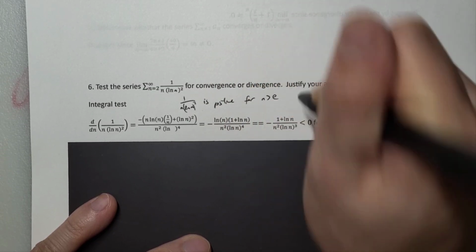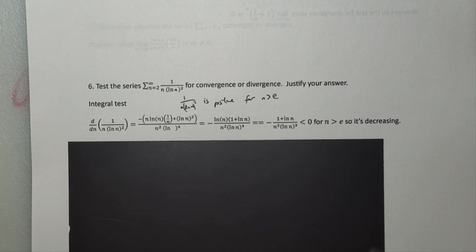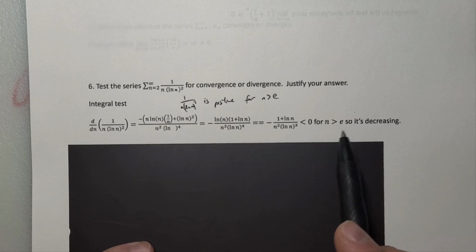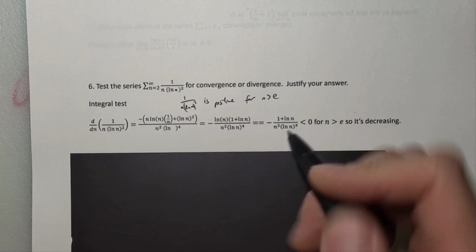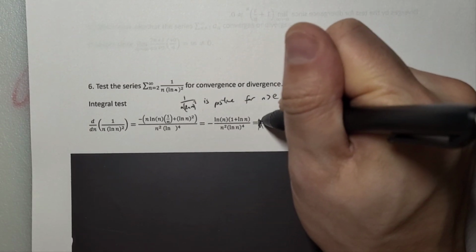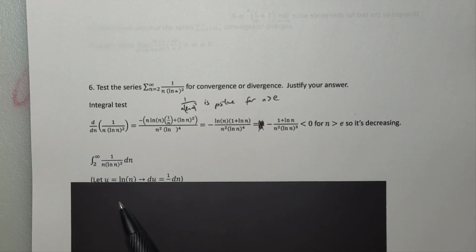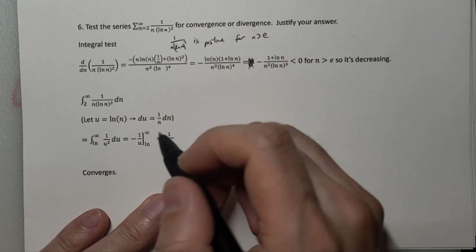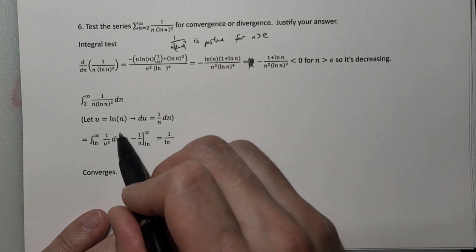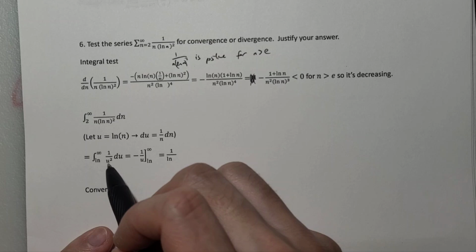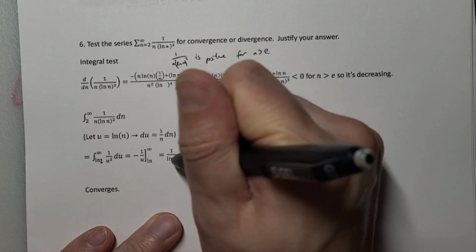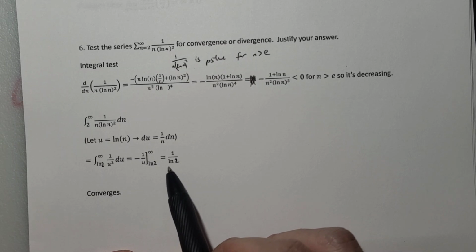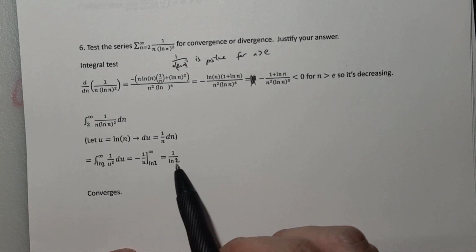n greater than e, let's say. It's positive for n greater than e. And then take the derivative, it's negative for n greater than e, so it's decreasing. Ignore that there's two equal signs there. Or I should just scribble it out. Do the integral. You can make the substitution, and I don't know why this is not showing up. Let me fix it. Should be ln 2. So it converges because the integral converged.